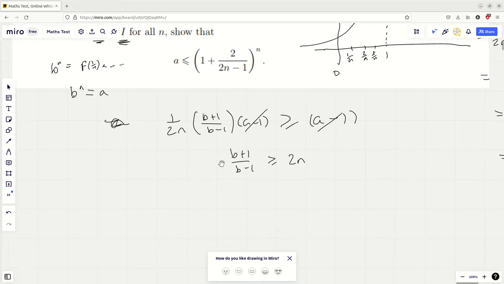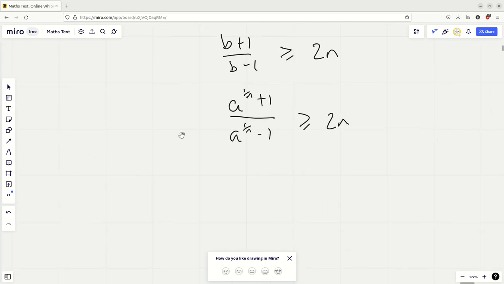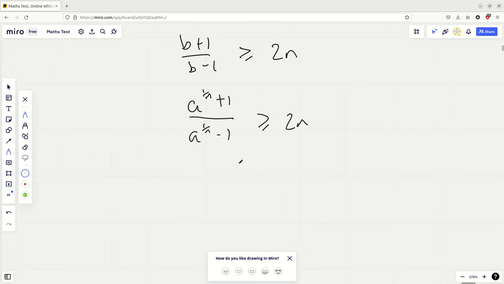Okay, so we're going to obviously trade B for A like that, and as we've got B's and not that, we're going to have it as a to the 1 over n. So I'm going to have it as a to the 1 over m plus 1, a to the 1 over m minus 1 is greater than or equal to 2n. At least I've got the right letters in there now. They've got n's and a's, I've got n's and a's. It's looking much more positive now, isn't it? Always let that guide you, sort of like algebra. Are you making it look more like the answer?